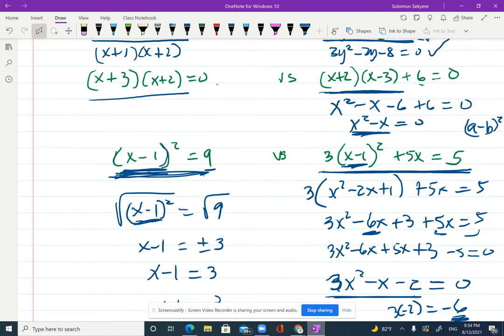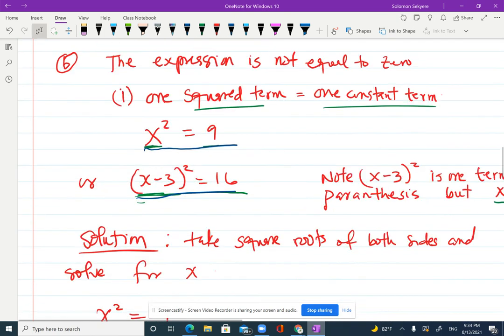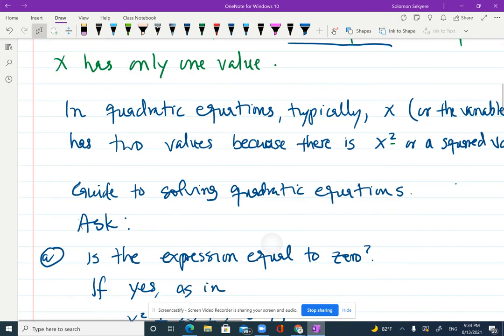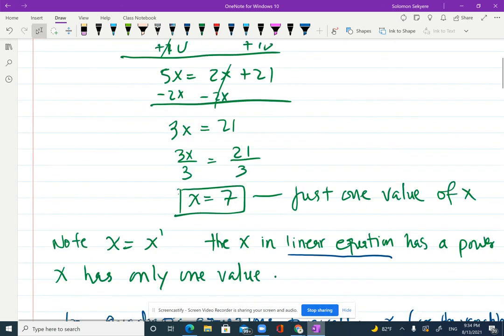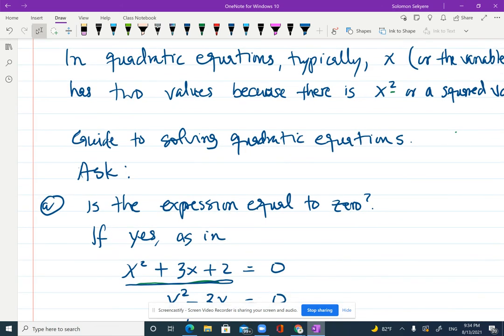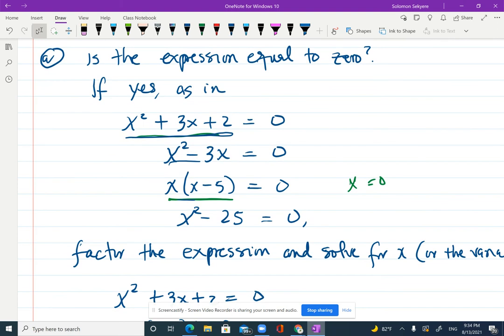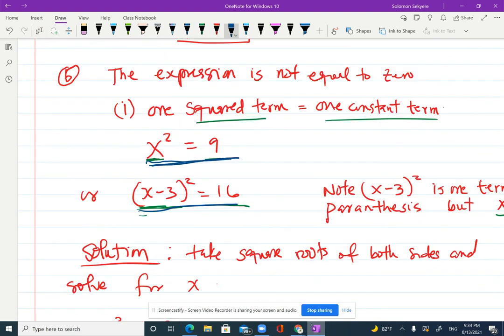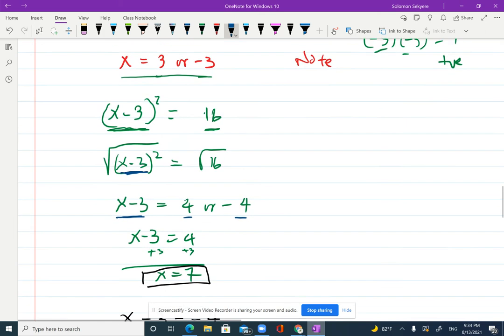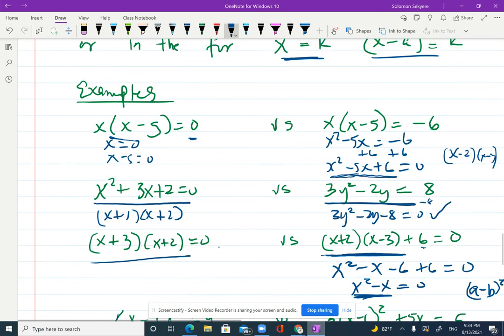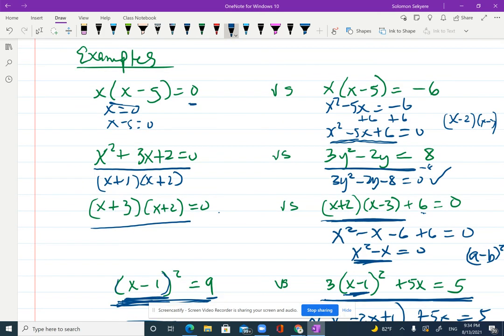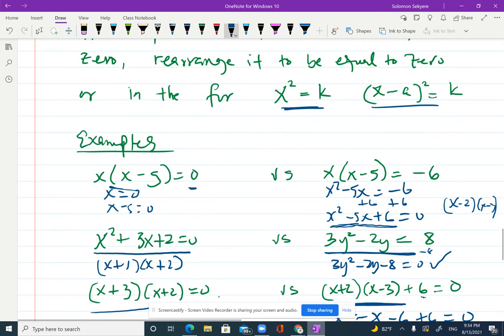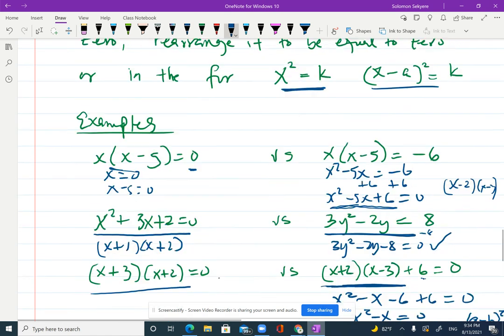All right, so this is a quick video to straighten up some of the confusion in solving quadratic equations. So it's either equal to 0, or it's not equal to 0. If it's not equal to 0, and it's in this form, fine, take the square root of both sides and then solve for it. Otherwise, we have to rearrange the equation to make it equal to 0 or make it equal to something like this.